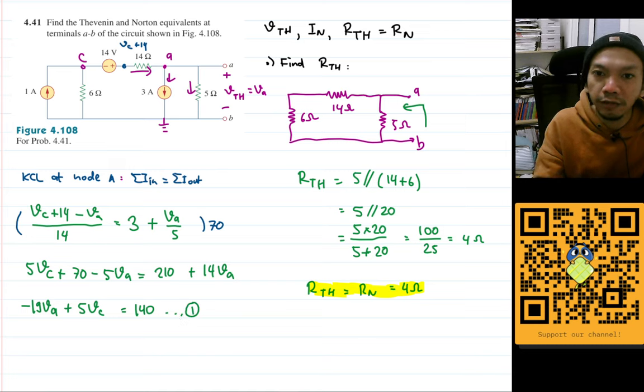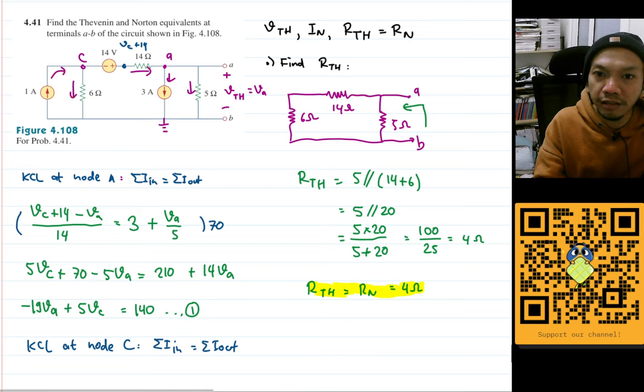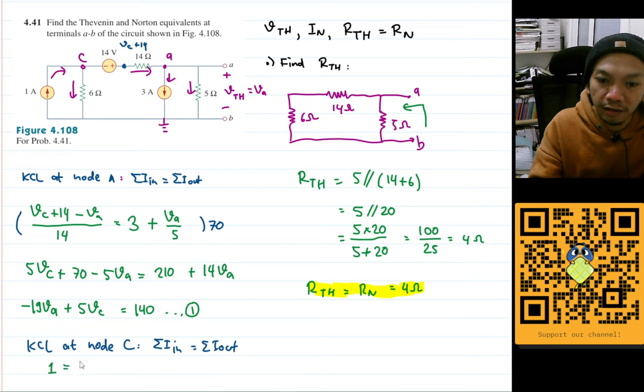Okay, so now let's do another KCL, but this time in node C. So KCL at node C. Again, the current that goes in is equal to the currents that go out. So I want to assume this current here is going in and this one is going out. Here, the only current that goes in is just this 1 ampere. So I will have 1 here. And this current here is going out, and that current there is VC over 6.